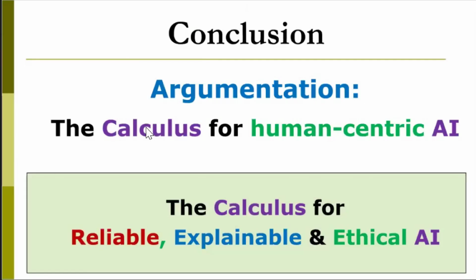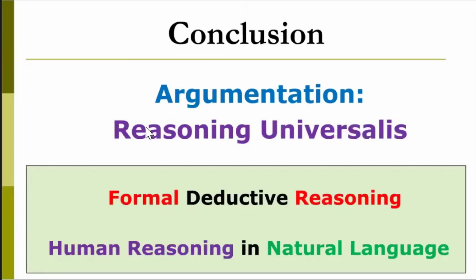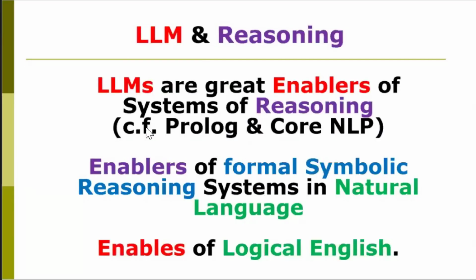So we have a paper, if you want to look, that has this title, Argumentation, the Calculus for Human-Centric AI. And as I said, it can give you reliability, explainability, and efficacy. And I'm going backwards here because I want to stress, don't think that argumentation is some exotic kind of thing. It may be that the academic culture or the research culture sort of paints it as exotic, but in reality, it is reasoning in its full generality, whether you're doing formal deductive reasoning or simpler human reasoning in natural language.